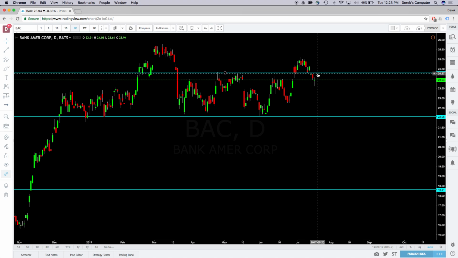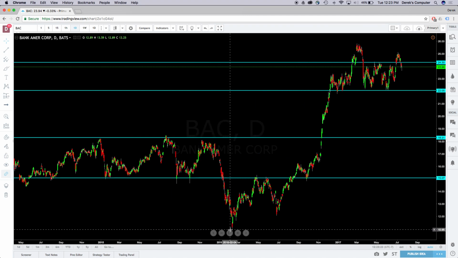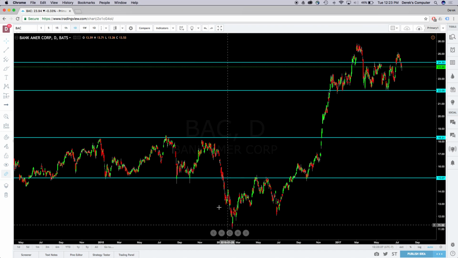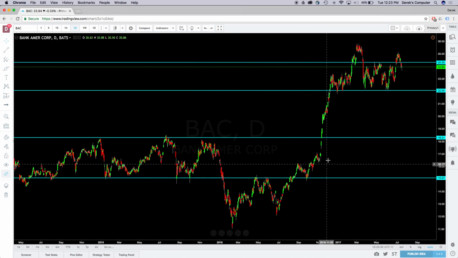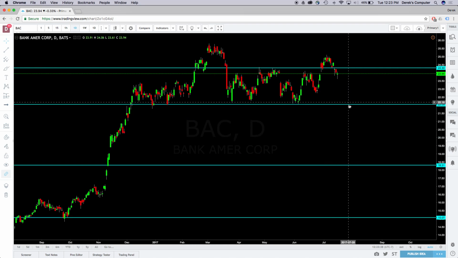Because I know eventually when this breaks, and I get a move like this over here, 15 all the way down to 10, that's $5 on 1,000 shares. It's a $5,000 move, right? Or what about the break on the upside right here? 18 all the way to 22 bucks. It's a $4,000 move.